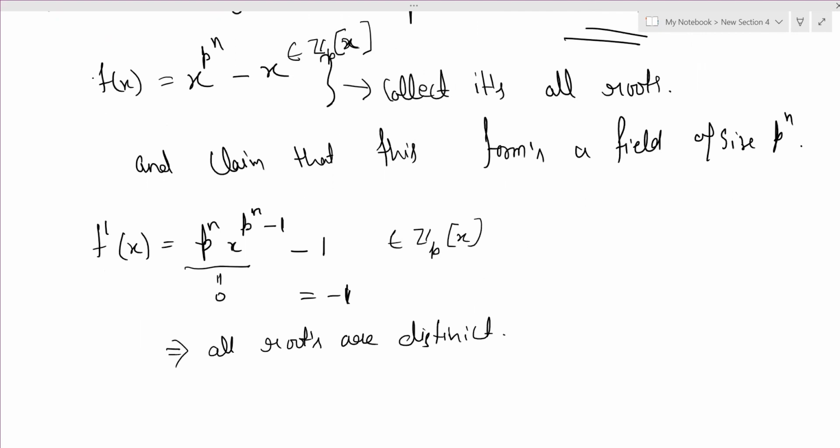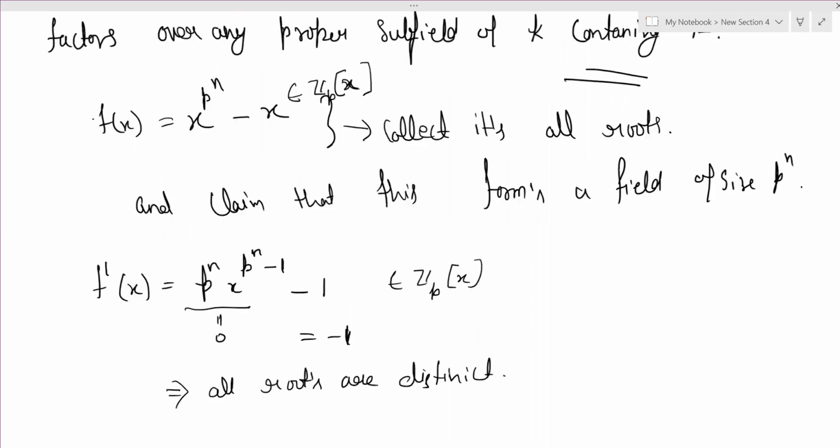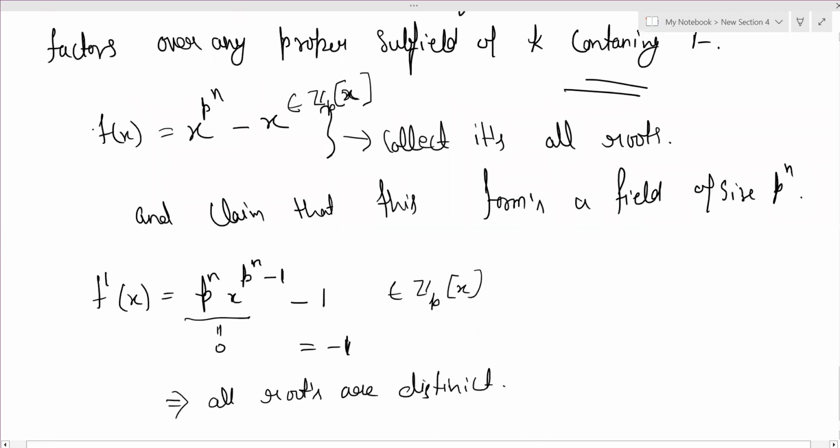Sir, why did we use this differentiation here? What was the need of this? How do you check separability? f(x) and f dash x should not have a common root, right? So that's how you can check separability. So all roots are distinct, so at least its size is p to the power n, but you can check that this forms a field.